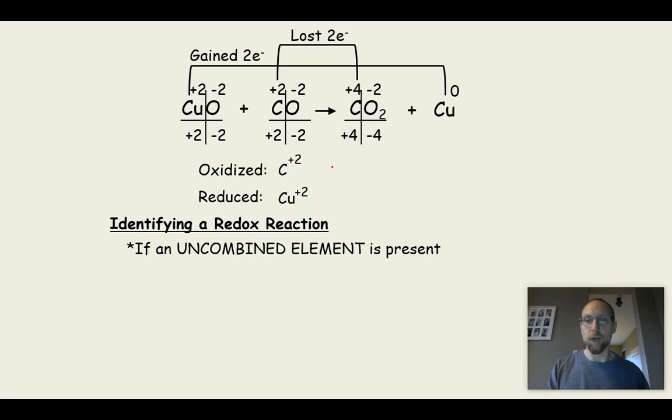If there's at least one uncombined element in the reaction, then it's a redox reaction. That's a little trick to remember that you're dealing with a redox reaction. So if you see at least one uncombined element, then it's a redox reaction. Because what's that going to show us? That's going to show us there's a change in oxidation states.